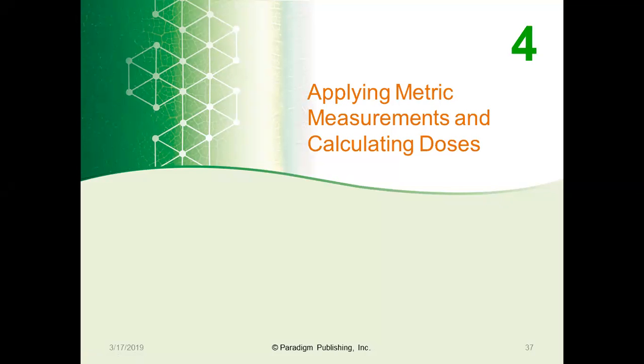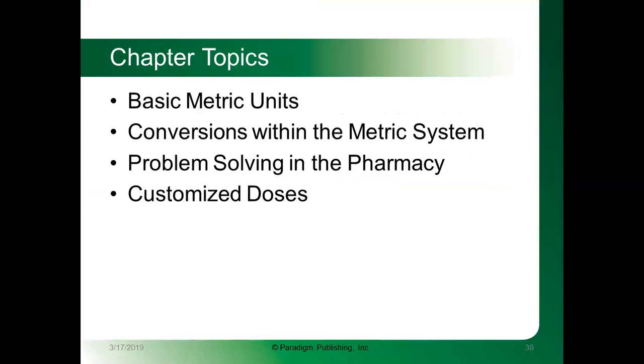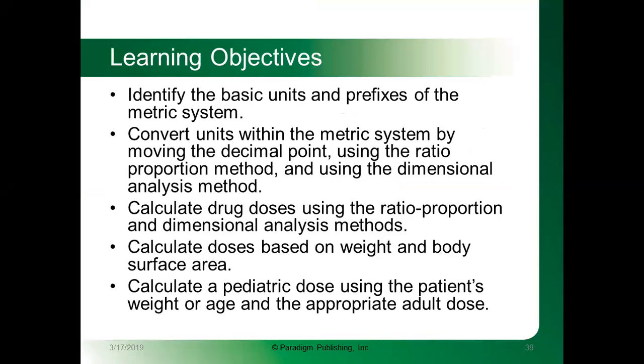Okay, hi class. So this is the last section in chapter 4, customized doses. Our learning objectives are to calculate drug doses using the ratios and proportion and dimensional analysis method, calculate doses based on weight and body surface area, and calculate a pediatric dose using the patient's weight or age and the appropriate adult dose.